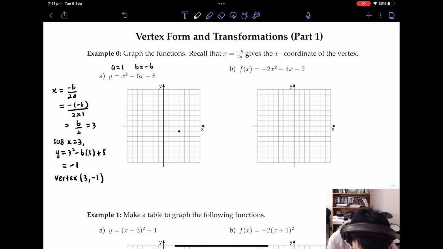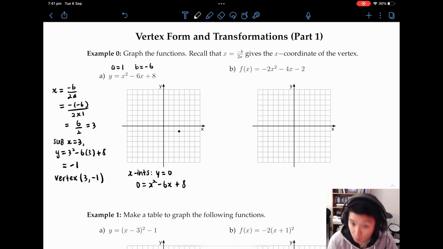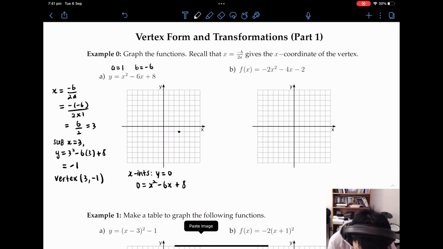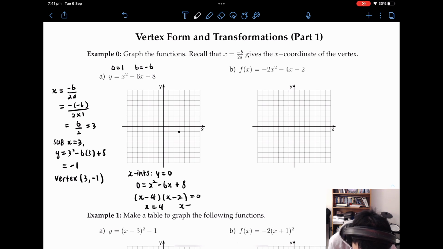Now let's find our x-intercepts. To find our x-intercepts, we're going to let y be 0. When we do that, we can see that we have a quadratic equation that we can factorize. I'm just going to do the work for you. When we factorize this, we get (x minus 4)(x minus 2). This tells us that our x-intercepts are at x equals 4 and x equals 2. We can mark that on the graph like so.